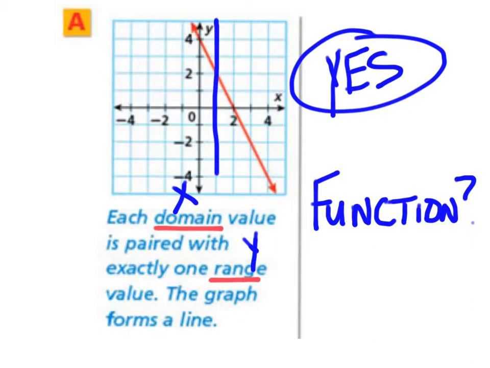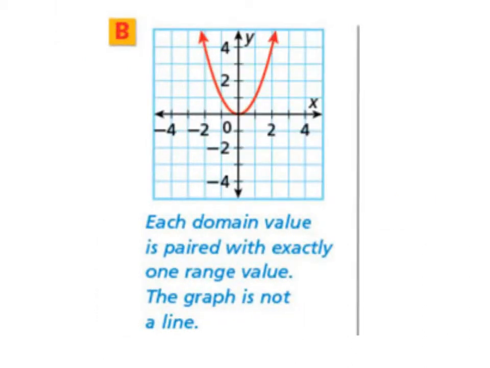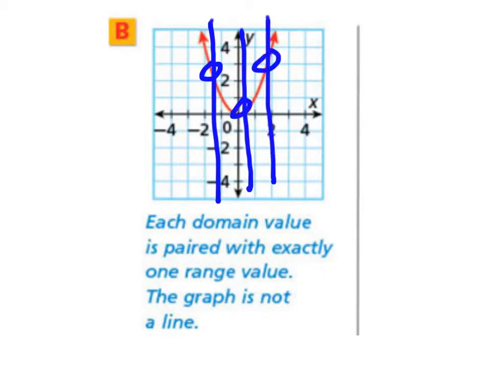If you can draw a straight line vertically through that graph and it only touches one point, that line touches one point, this touches one point, and this touches just one point, then that would make it a function. That is the vertical line test. So look at this one. If I draw a straight line here, I touch one point. There, I touch one point. There, I touch one point.